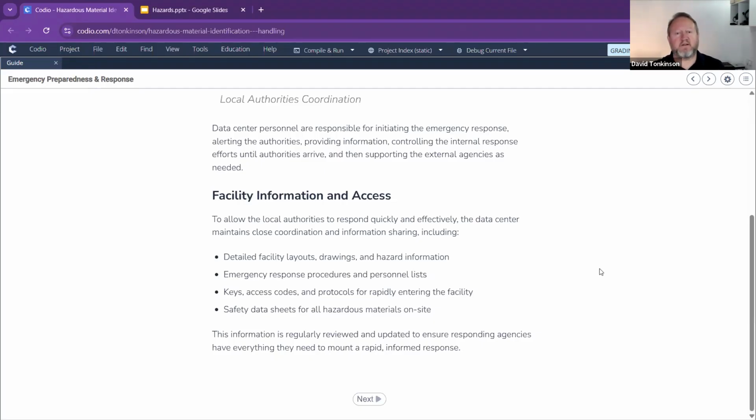And of course, because they are entering an area that potentially has hazardous materials, they will want to see your safety data sheets on all your hazardous materials that are on site.